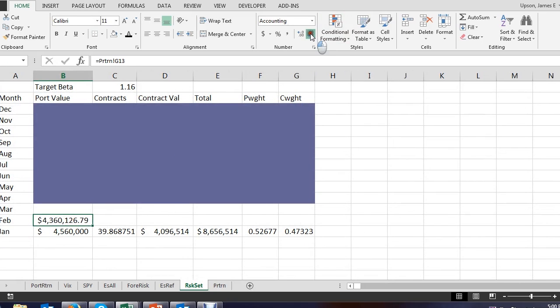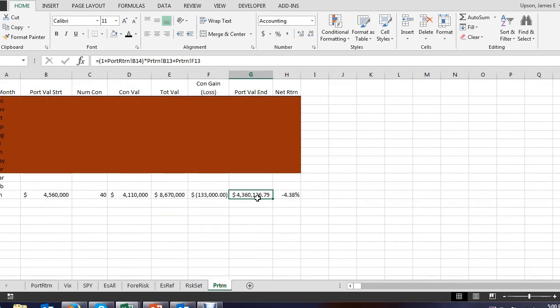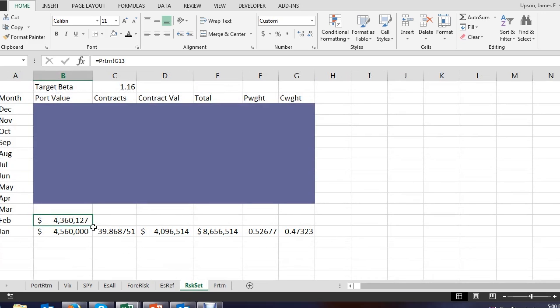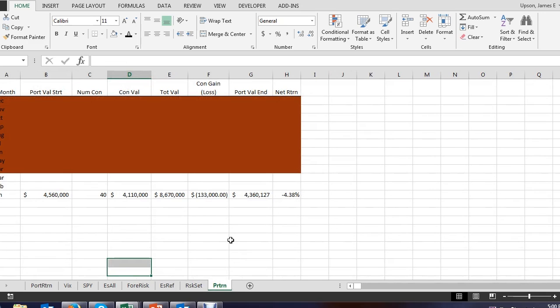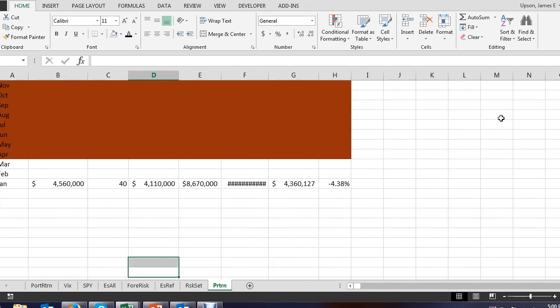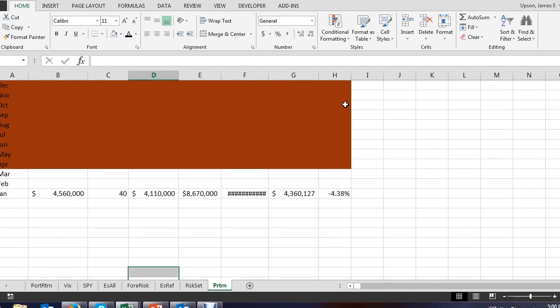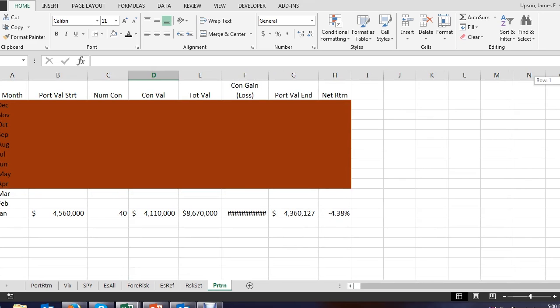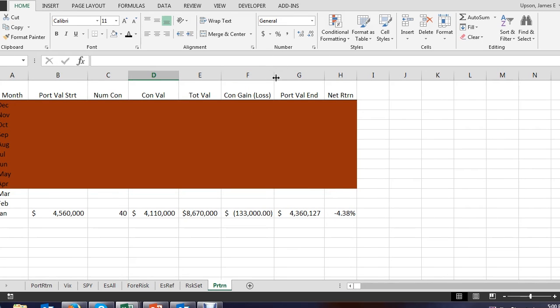All right, so now we need to interact these two guys. So this is the end value of the portfolio, and that's going to be equal to the starting value for February. We don't need any decimal points here. Okay. So now we're gonna go back through and we're gonna work the next line of the next interaction.